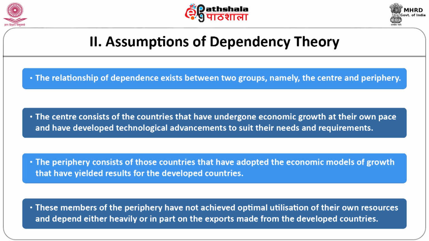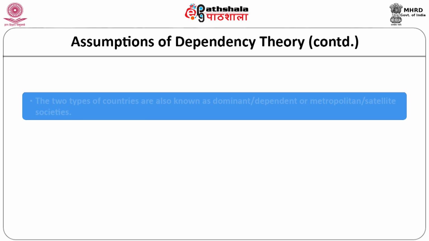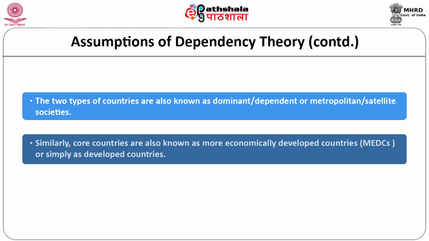Let's understand how this process has acquired an exploitative overtone. The two types of countries are also known as dominant-dependent or metropolitan-satellite societies. Similarly, core countries are also known as more economically developed countries or simply as developed countries.